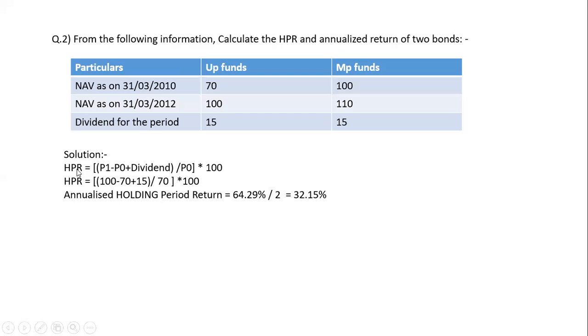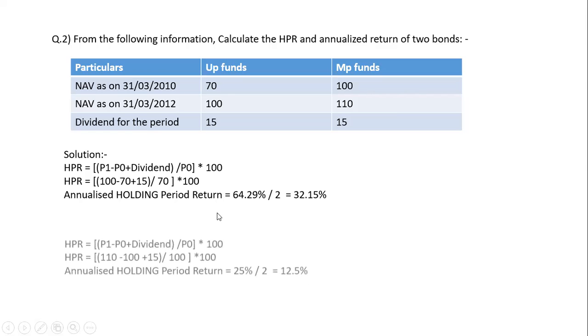Solution: holding period return is price at the end minus price at the beginning plus income during the year, divided by investment, P0, price at the beginning, into 100. 100 minus 70 plus 15, divided by 70, into 100. Annualized holding period return is 64.29 divided by 2, because you're holding from 31st March 2010 till 31st March 2012. You're holding it for 2 years, so the annualized holding period return is 32.15.